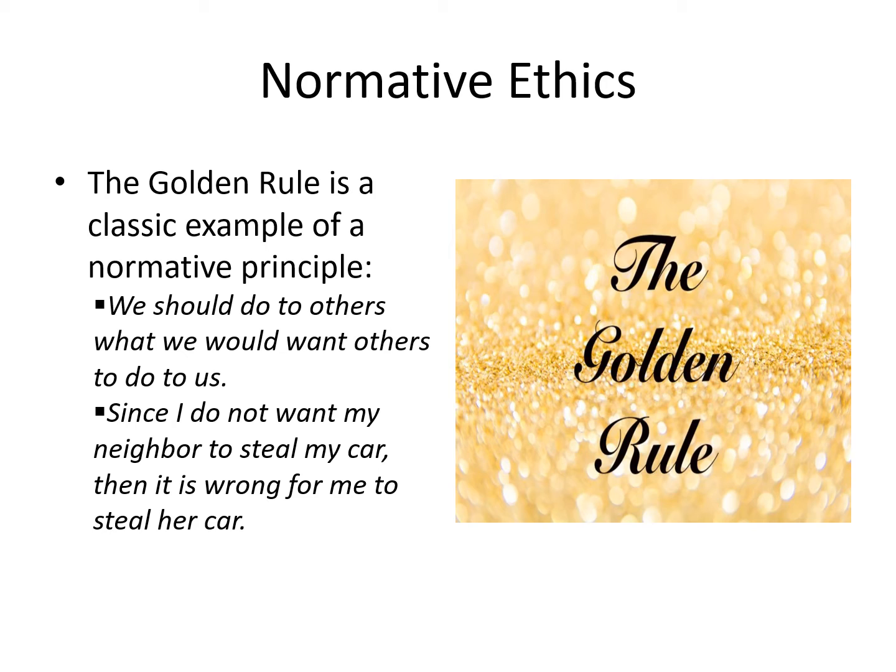All right, normative ethics. The best way to explain normative ethics is to look at the golden rule. So the golden rule is we should do to others what we would want others to do to us. So based on that statement, we can say, well, since I don't want my neighbor to steal my car or my mail or whatever, then it's wrong for me to steal her car, her mail, or her belongings.